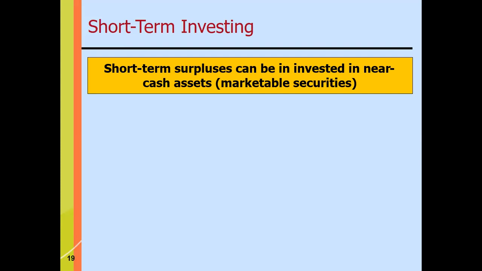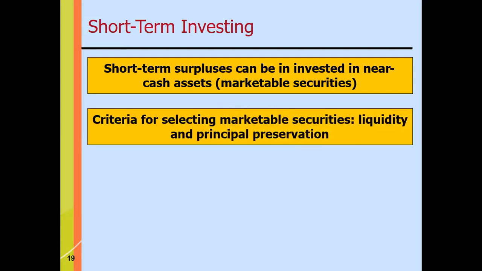So near cash assets like marketable securities and other cash equivalents are explained in accounting standard IAS 7 and other discussions from accounting and finance. For the criteria for selecting marketable securities, that would be liquidity, meaning we can make use of them to pay currently maturing obligations and to preserve our principal. So we have to make sure that the values are insignificant and the changes are also insignificant.